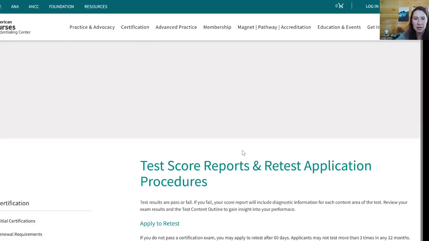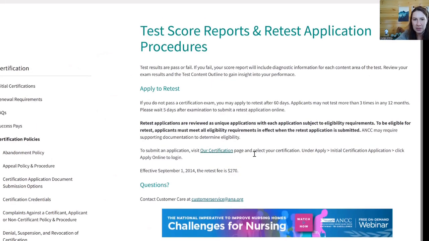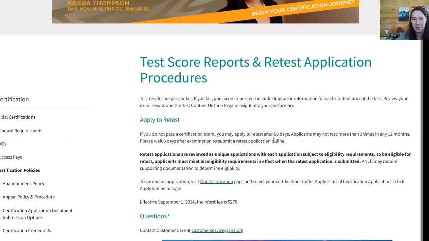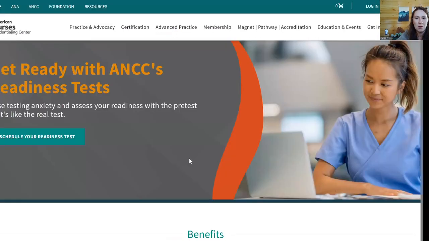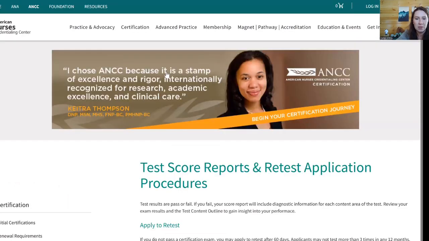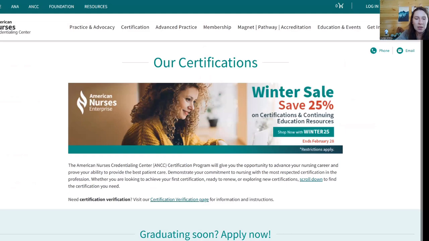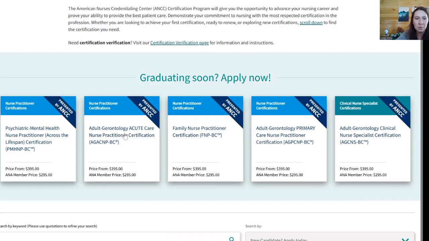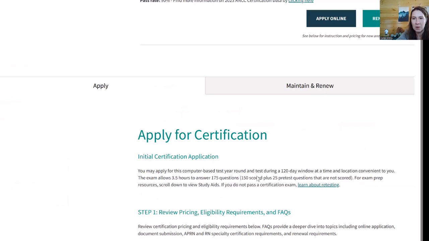Exam scores and retesting. That's just going to go over how you're going to need to retest if you were to fail this, which you're not going to. It's just good information to have. And let's get back to our other information. It's not going to let me go back because I'm sharing my screen. So we'll get out of this here. But I wanted to show you that that's kind of the breakdown of what the ANCC website looks like.